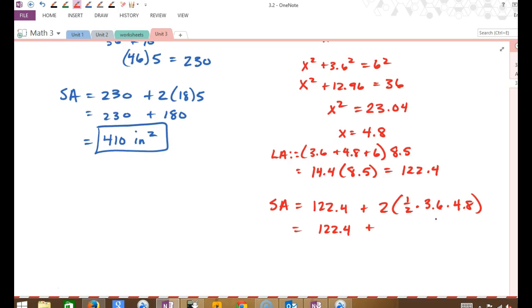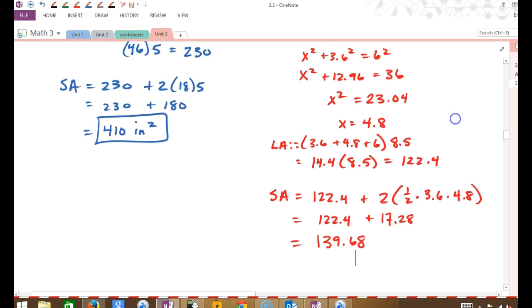I feel like that's too big. Well, he already added it. Oh, that was your total? Yeah. What's just the triangles? 17.28. Okay. And then if you add, what did you say? 139.68. So, and then we were in inches, right? So inches squared. Good.